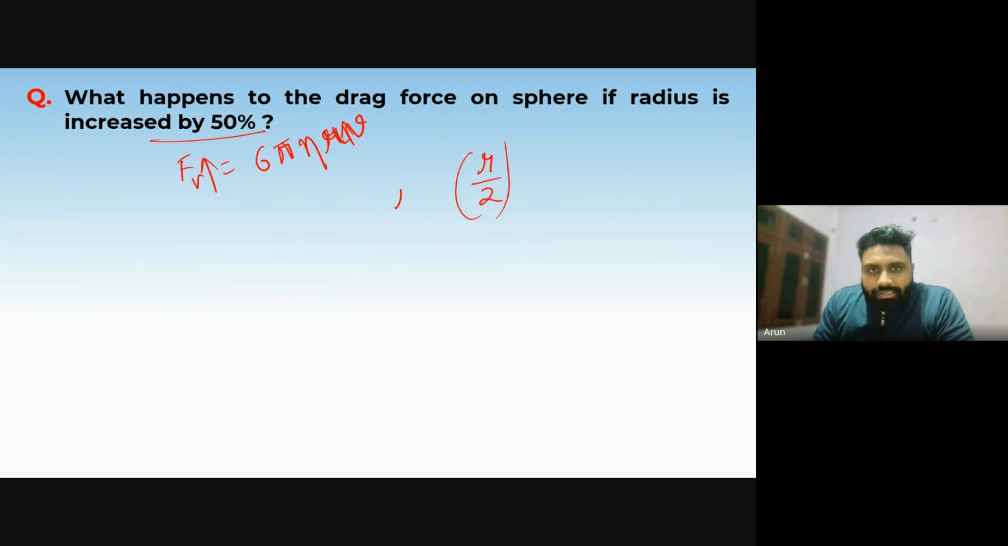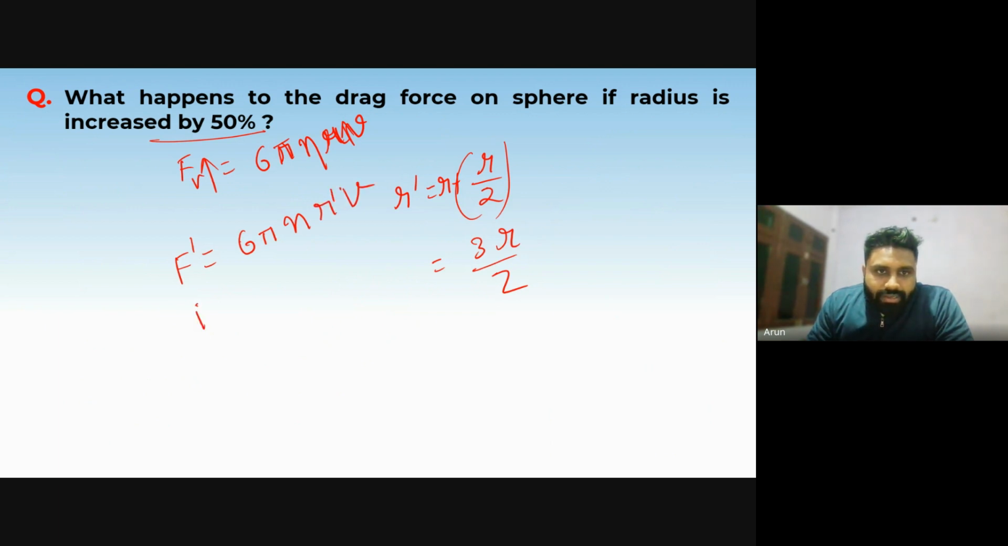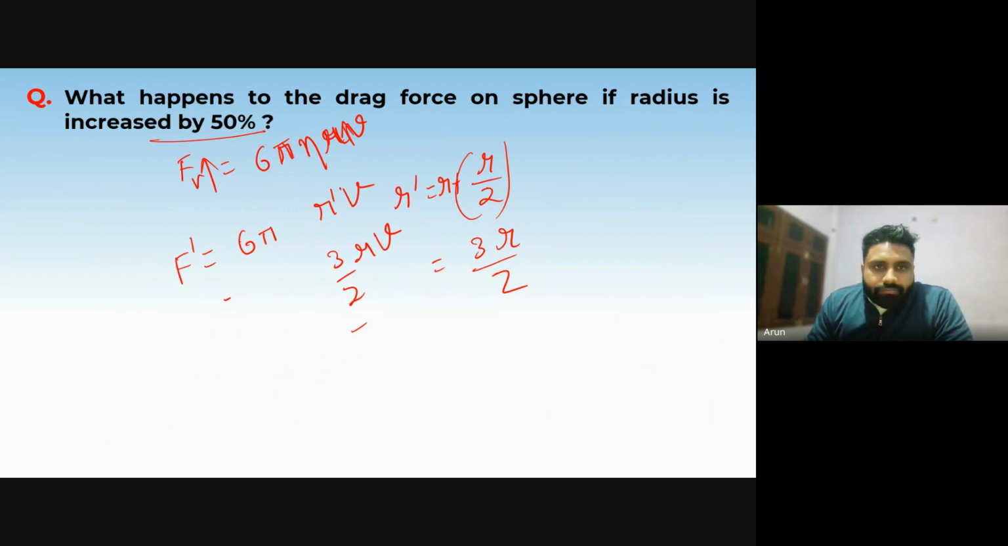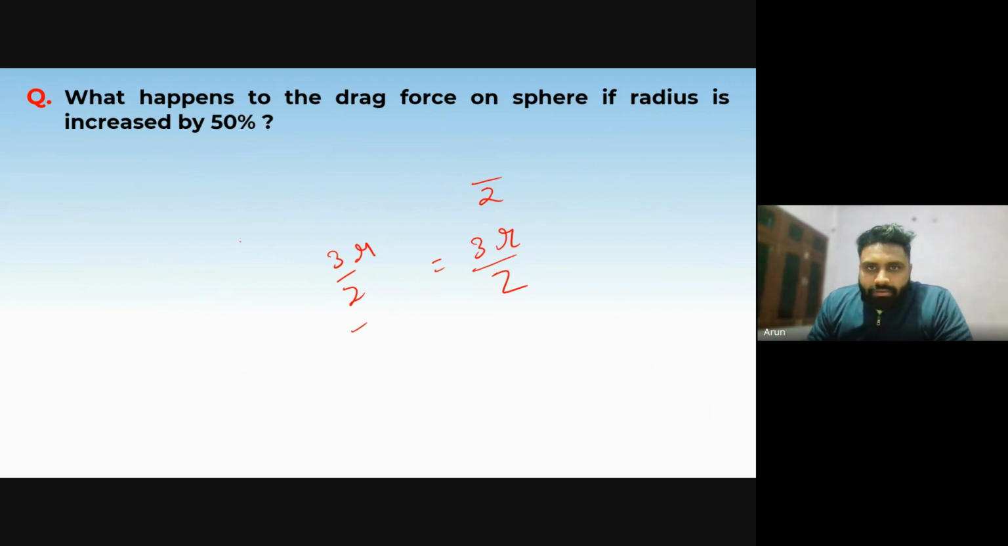So now the new radius will become r plus r by 2, so it will be 3r by 2. The force will become 6 pi eta r dash v. So f dash is equal to 6 pi eta times the value of r dash, 3 by 2 r, into v. So it will become f dash equals 1.5 times f. Okay. So we will see it in a more detailed way.